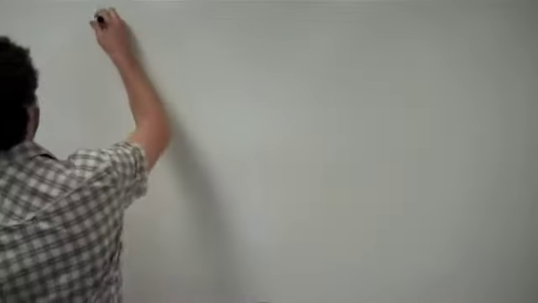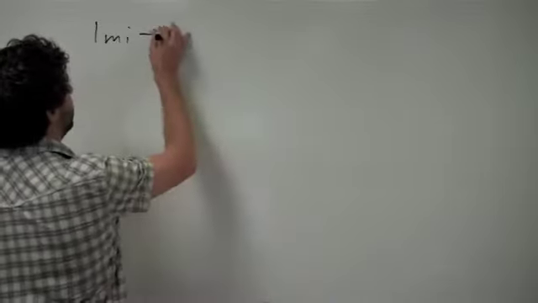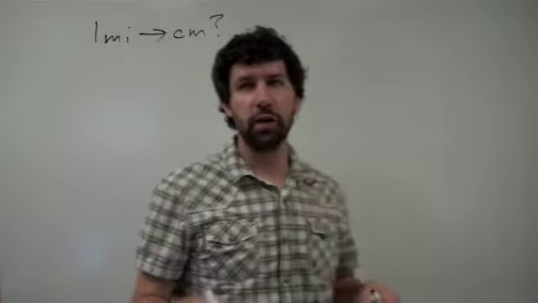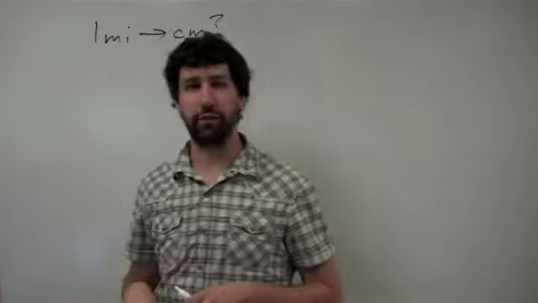So what we're going to do for this one is we're going to take 1 mile. And I want to write 1 mile, and I want to know how many centimeters is it. Okay? So we need to end up in centimeters. What that means is that the last unit not crossed off should eventually be centimeters.